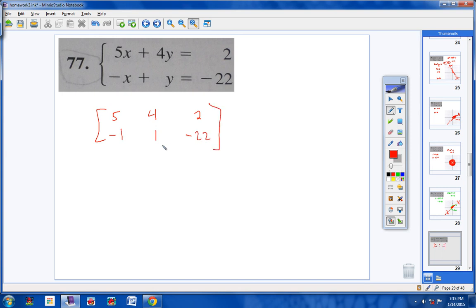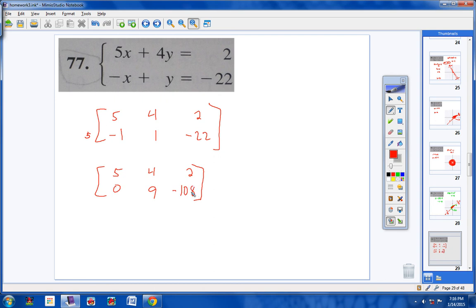Now, I need a 0 here, so I'm going to multiply the bottom equation by 5. That'll give me a negative 5 here, and then add the equations down. You would have a 0 right here. It's that simple. The top stays the same. 5 times negative 1 is negative 5 plus 5 is 0. 5 times 1 is 5 plus 4 is 9. 5 times negative 22 is negative 110 plus 2 is negative 108.